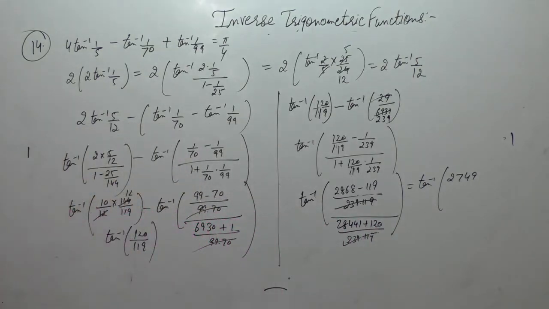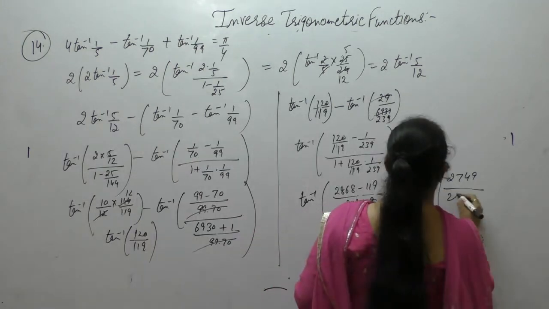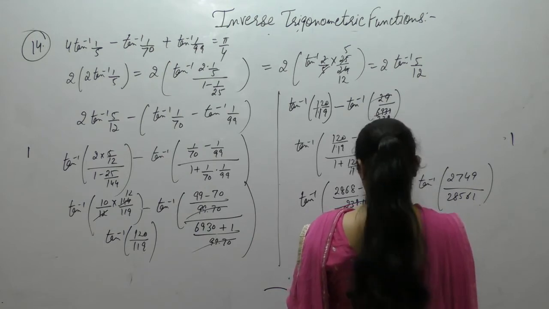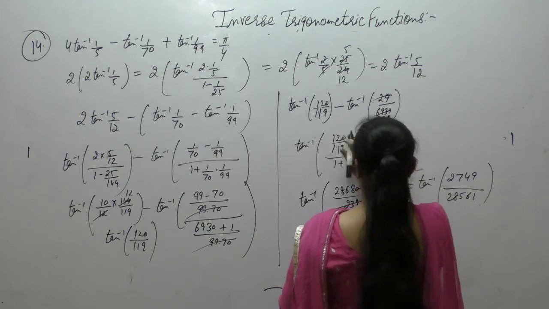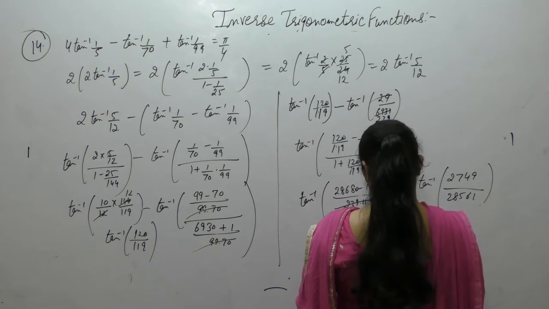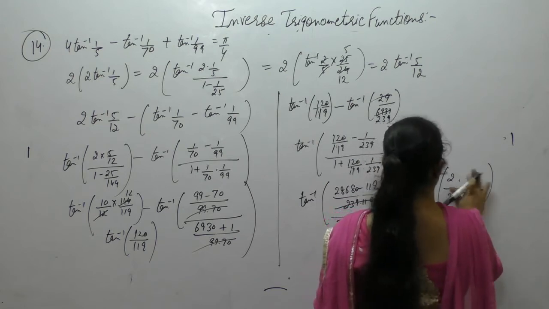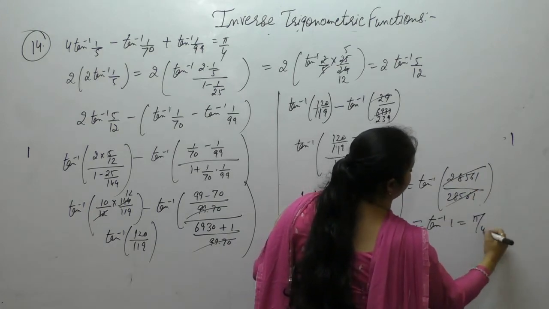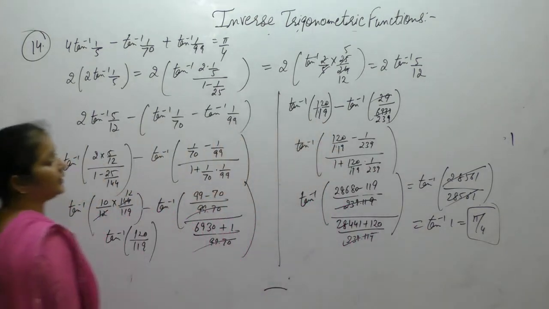120. So what we get here? 28441 plus 120. So 28680 minus 119, we get it as 28561. So tan inverse 1 is the value of pi by 4. Note it down.